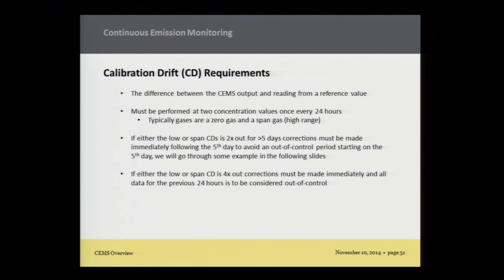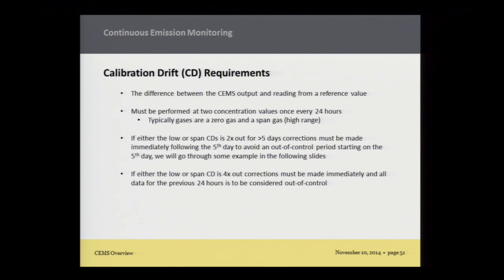If either the low or span CD is two times out for greater than five days, a correction must be made immediately following the fifth day to avoid an out of control period. Now, again, we just talked about the one day where you have to make an attempt, but we're trying to avoid out of control time versus just maybe taking a deviation there and having to throw some data out. So immediately following the fifth day, you would begin to take out of control period, and we'll go through some examples on the following slides.